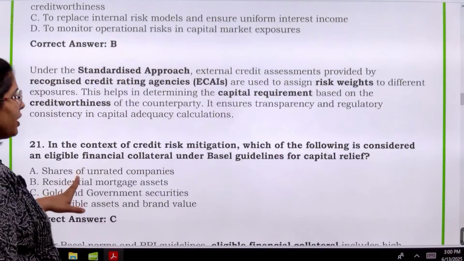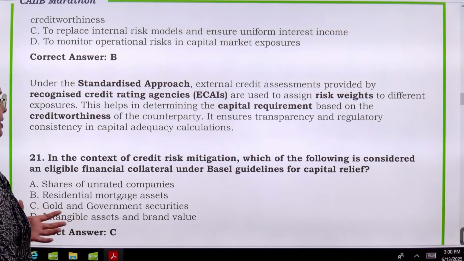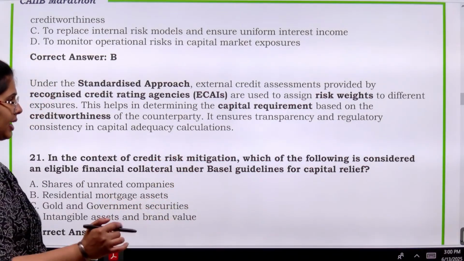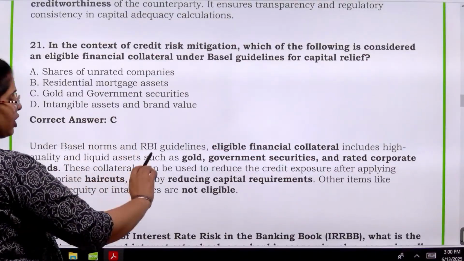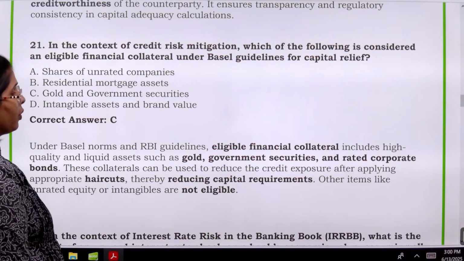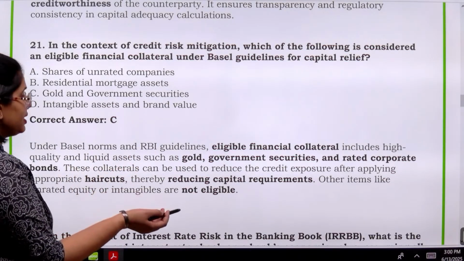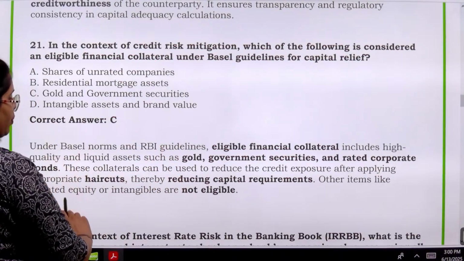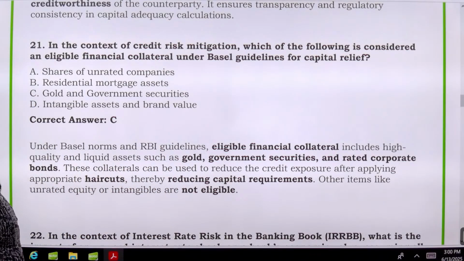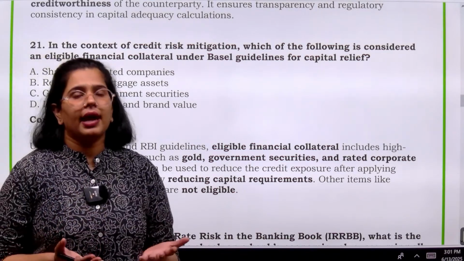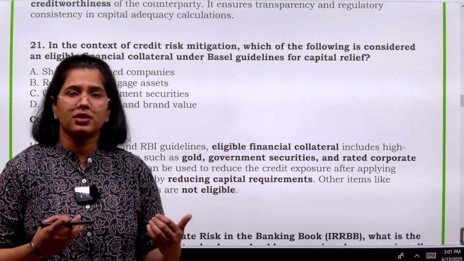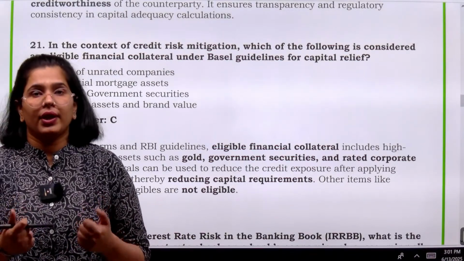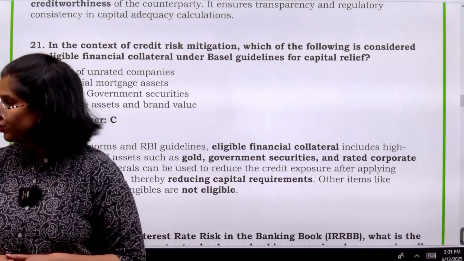Now, in the context of credit risk mitigation, which of the following is considered an eligible financial collateral under Basel guidelines for capital relief? That is gold and government securities. Why? Under Basel norms and RBI guidelines, eligible financial collaterals include high quality liquid assets such as gold, government securities, corporate bonds. These collaterals can be used to reduce the credit exposure after applying the appropriate haircuts. That means, in order to be prudent, haircuts are applied to them. But even after applying the haircuts, these instruments remain quite sturdy in protecting you from any kinds of risk that might come your way.